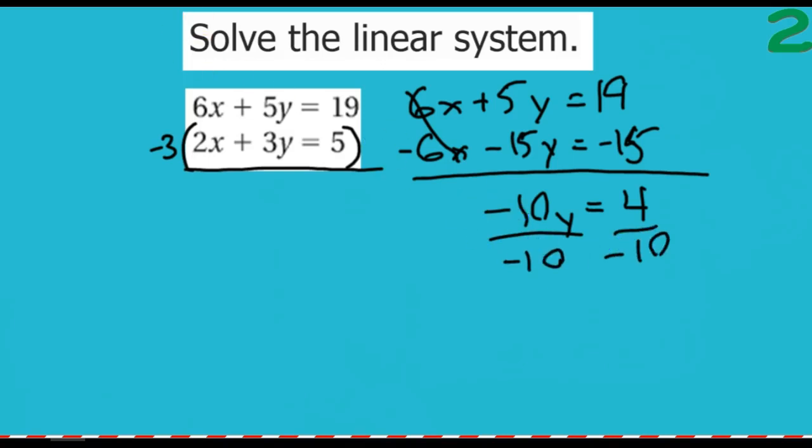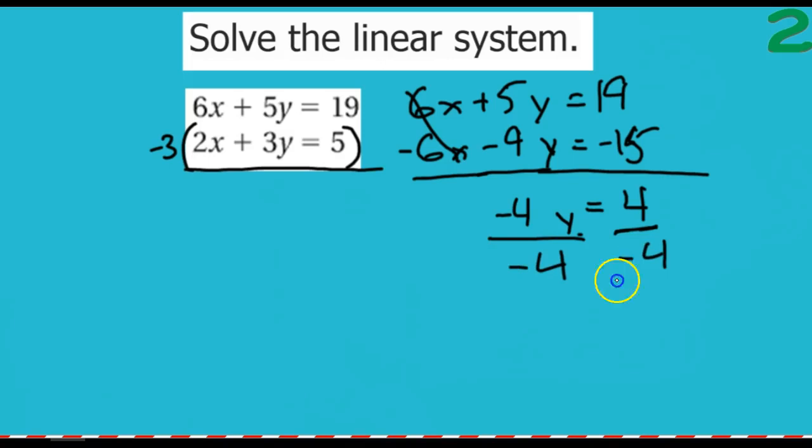and negative 10, sorry guys, made a mistake. I did negative 3 times 5. Instead, I should have done negative 3 times 3, which makes the y negative 3 times 3, negative 9y. This is still negative 15, so that's 4. But 5 plus a negative 9 gives me a negative 4. Then we can divide by negative 4. And y equals a negative 1. That's an easier number to work with than what I was going to have.